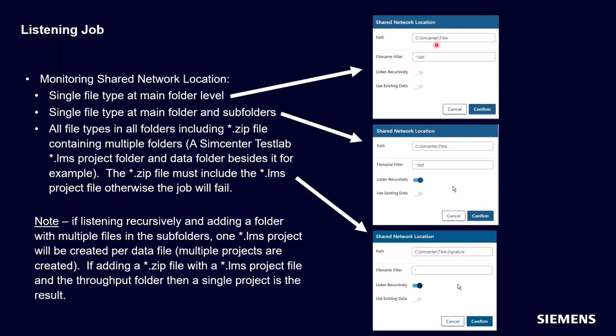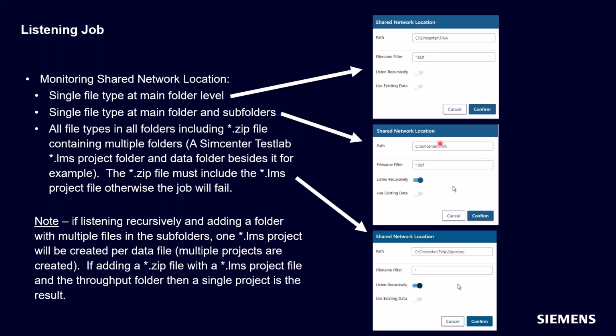So it's only going to look for files in this directory and not any subfolders. And it's not going to use existing data. I usually have that off. So if I create a listing job, if it's already got a bunch of files in this directory, it's going to kick off processing all those files I already have rather than looking for new files.